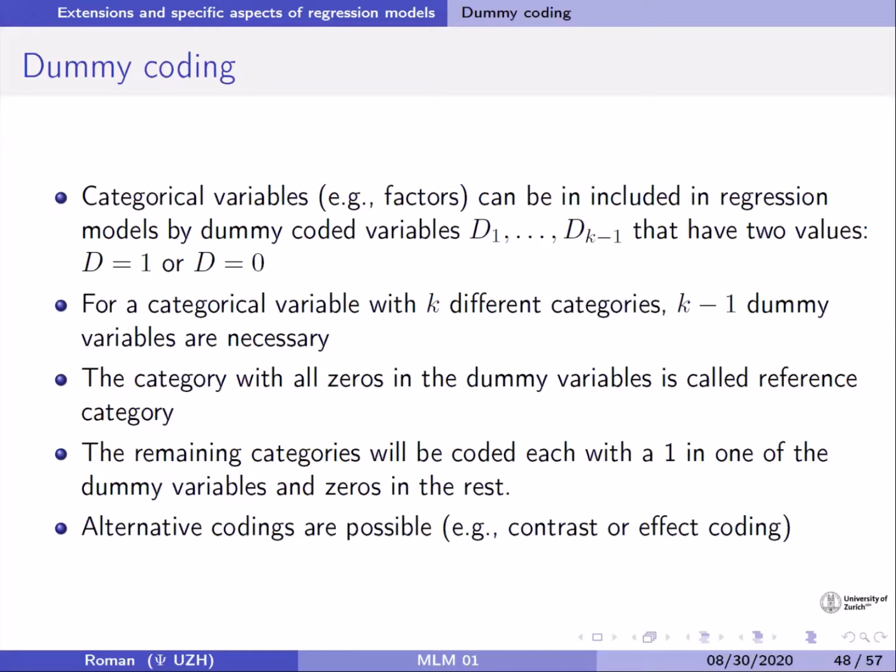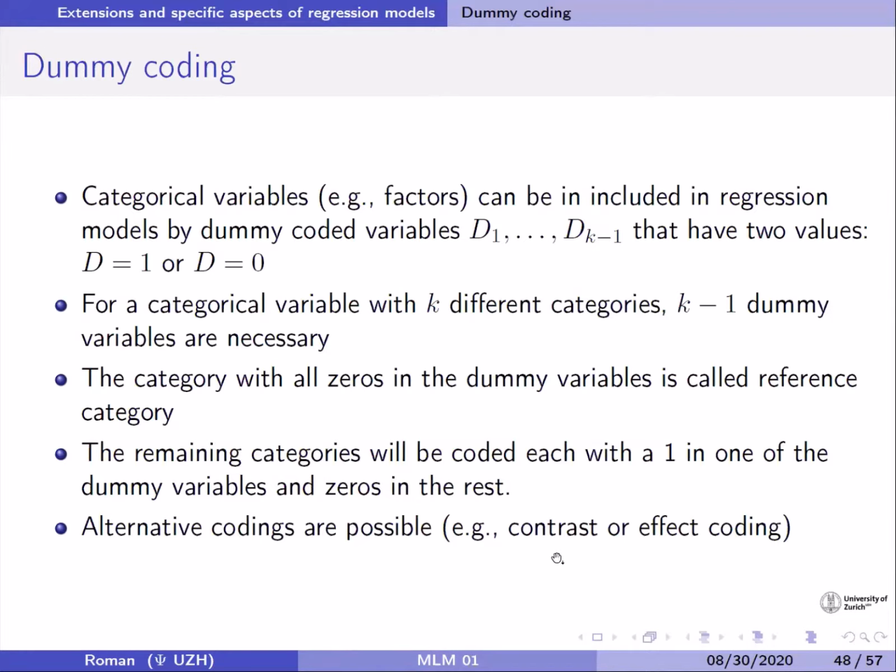For example, a dichotomous variable, let's say grad student or undergraduate student, we can code as either 0 or 1. This will be a single vector of zeros and ones. If we have more than 2 categories, we will need to produce a matrix. So for a categorical variable with k different categories, k minus 1 dummy variables are necessary. One category will be all zeros, and this is called a reference category. This reference category is what all other levels of the factor are compared to. The remaining categories will each be coded as 1.